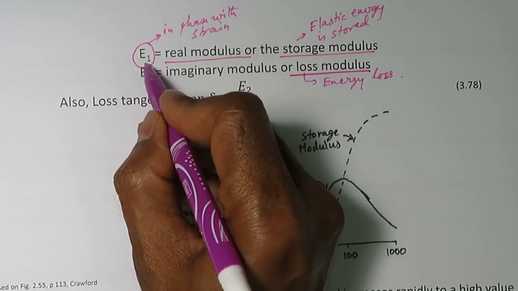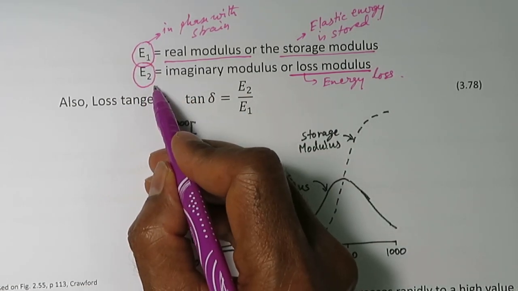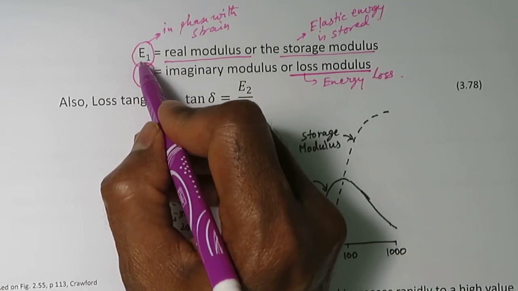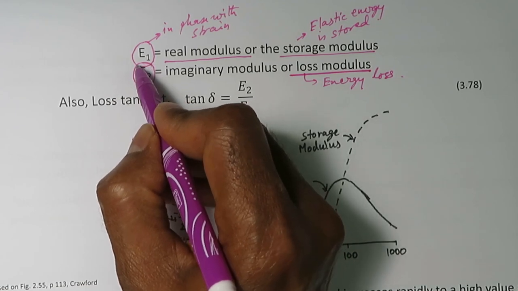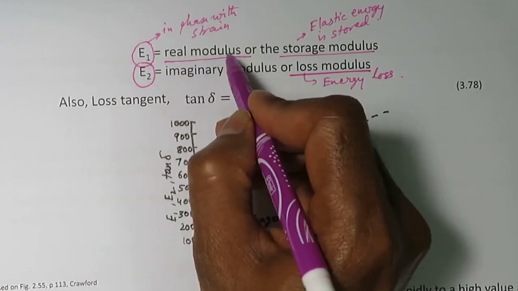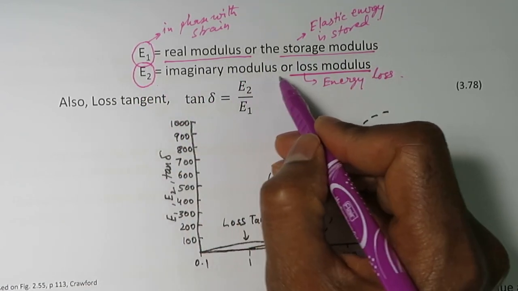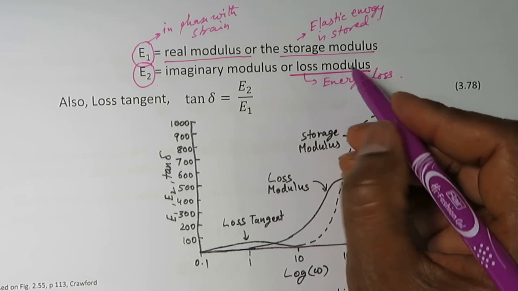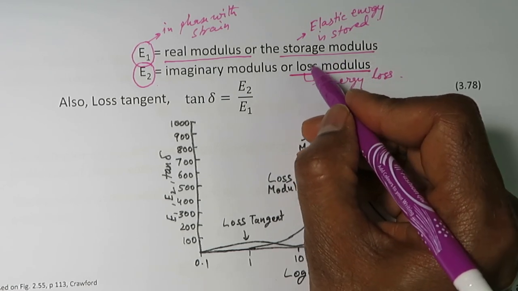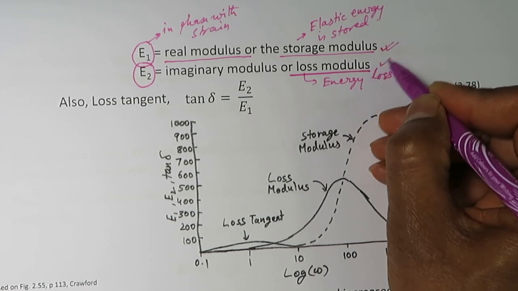So each polymer or any viscoelastic material will have two types of modulus. One is E1, which is the real modulus or the storage modulus, and another is E2, which is the imaginary modulus or the loss modulus. So this is the more popular name, the storage modulus and the loss modulus.